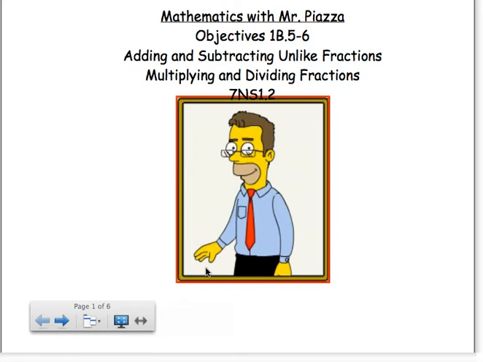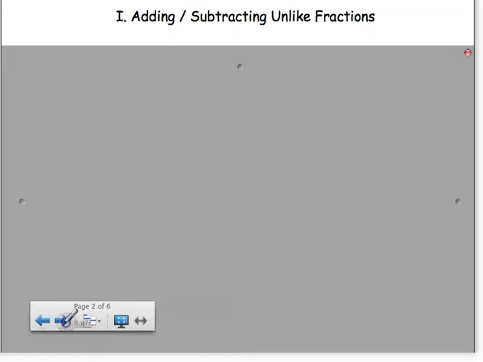Hey there, Kipsters, looking at objectives 1B.5 through 6, adding and subtracting unlike fractions, and multiplying and dividing fractions. A lot of skills here on this assessment. We're going to start with adding and subtracting unlike fractions.